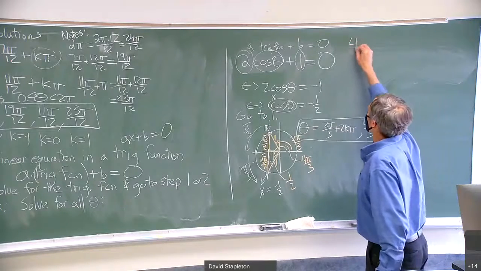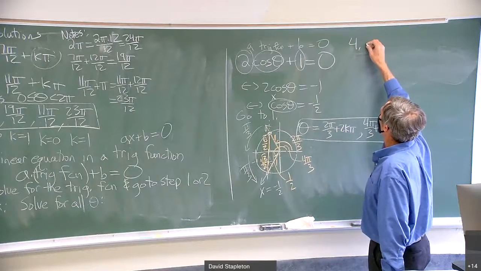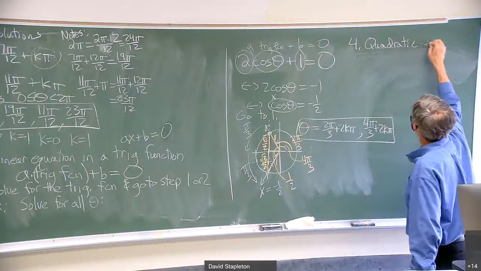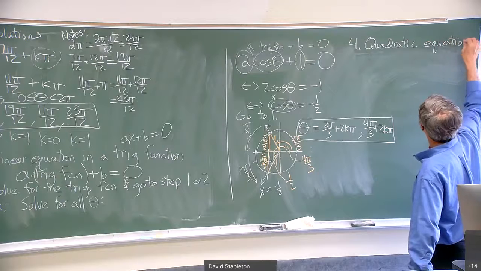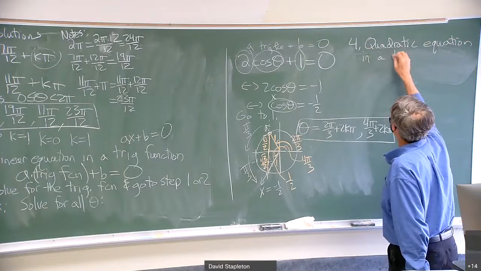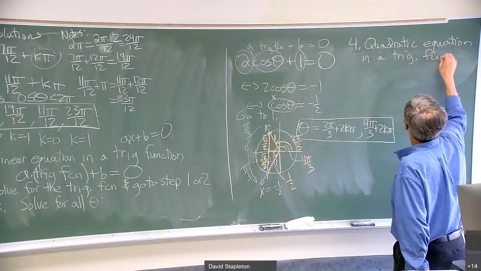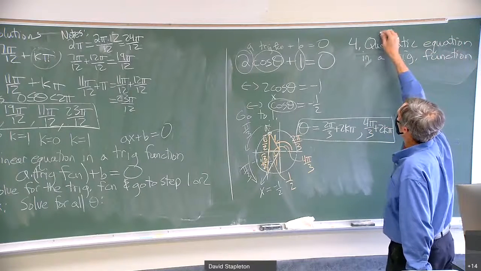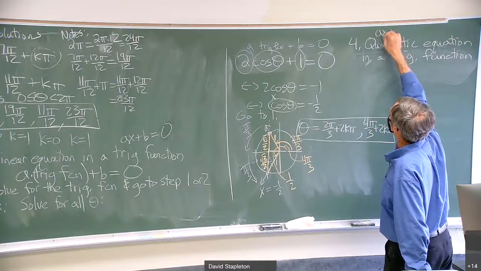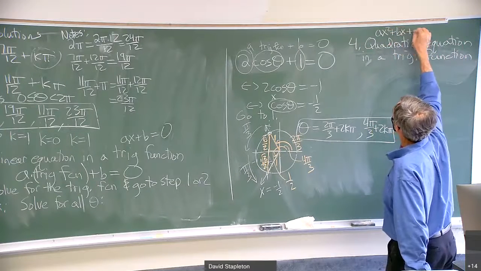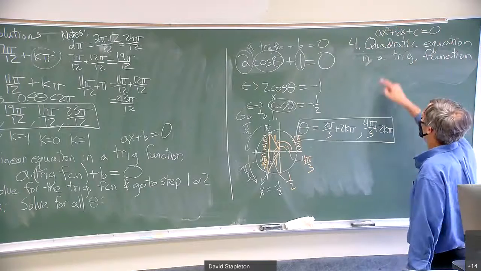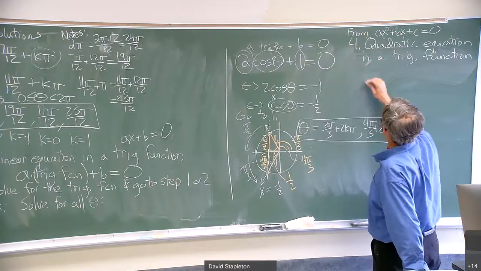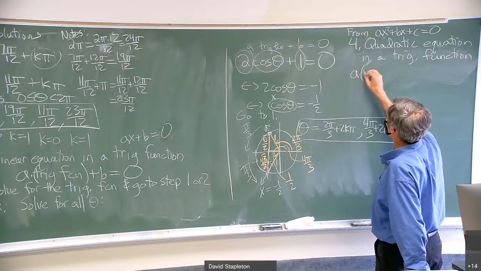All right, now step 4 that we did briefly last time was a quadratic equation in a trig function. Now we said that in algebra, a quadratic equation in x was ax squared plus bx plus c equals 0. So what's a quadratic equation in a trig function? It's just replacing x by a trig function.